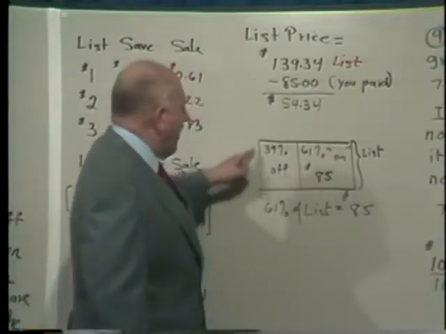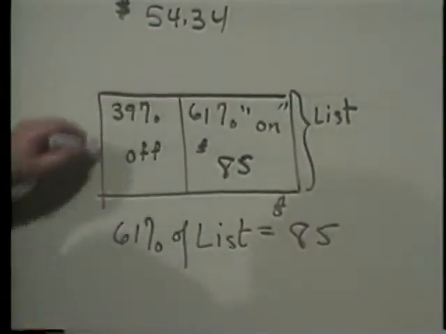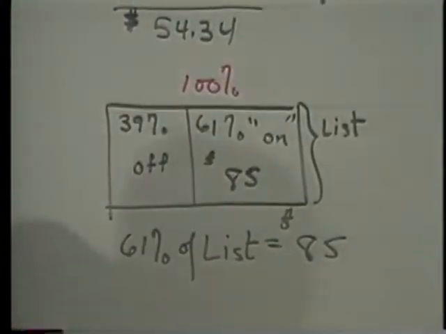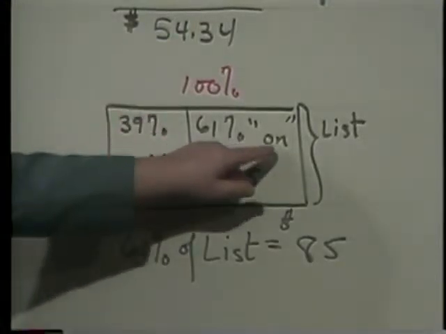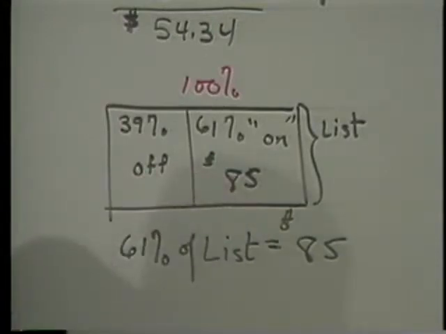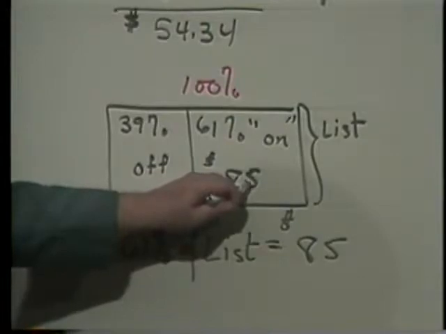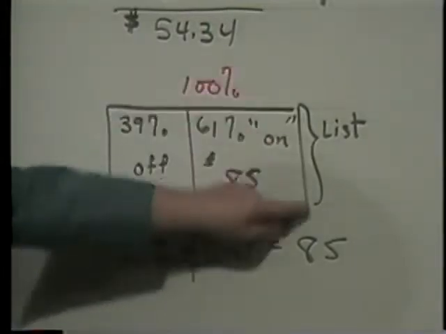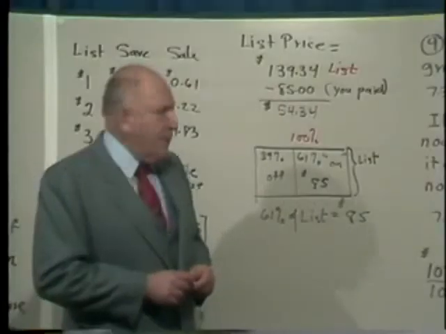I've drawn a very rough chart here so that you can see what's going on. You see, if I look at this rectangle as being the list price, the rectangle represents the whole 100%. The 39% off is what I'm saving. The 61% on is what I'm still paying. So what's happening is the 85 is what I'm paying, so the 85 goes in this column, and what this says is 61% of the list price is $85. That's a pictorial way to see this if you prefer.